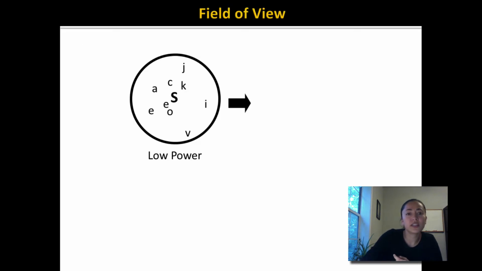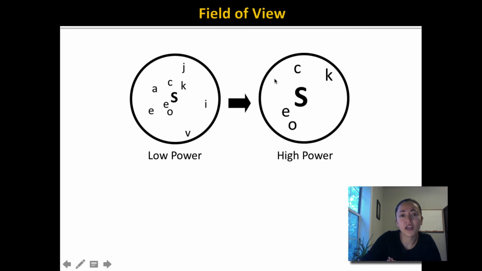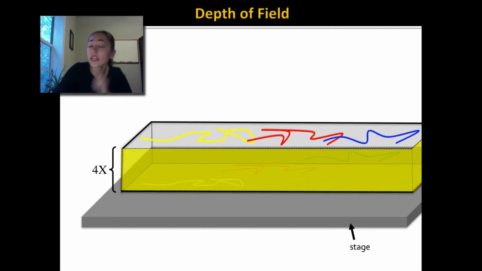So let's just look at this. Here we're looking at the field of view. This is the area that I can see. I have a whole bunch of letters on this slide, and if I increase my magnification, I can't see any of the letters that were on the outside. My field of view decreased. We also know that if you increase the magnification, you decrease your depth of field.